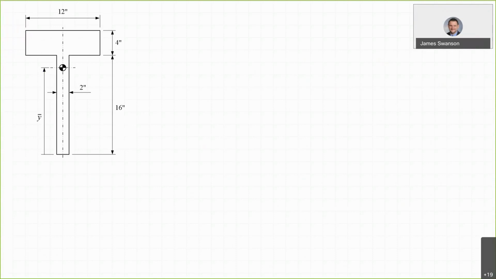Given the centroid of this cross-section, determine the moments of inertia of this cross-section. So the first step here, as Joe astutely pointed out, would be to determine the location of the centroid.